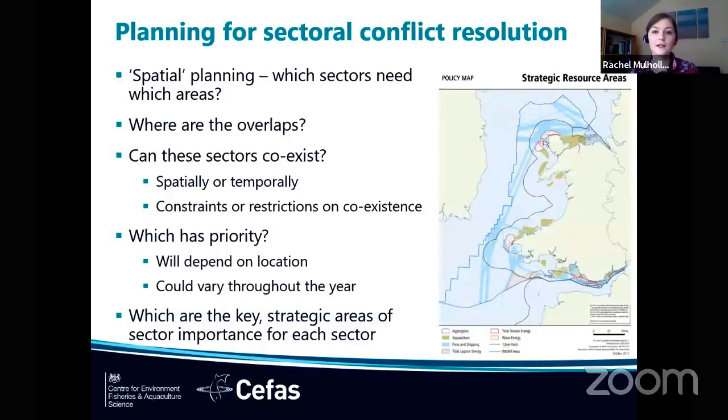So spatially planning for a marine area involves thinking about which sectors need or want which parts of the marine area and identifying where there is an overlap. Where an overlap exists, you need to consider whether these sector activities can coexist. If they can coexist, then you need to think about managing this coexistence.